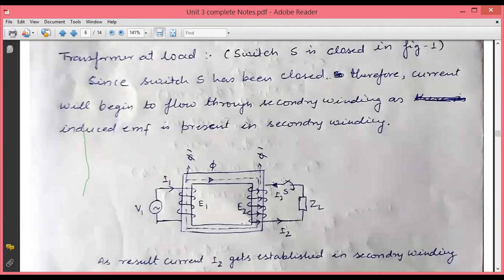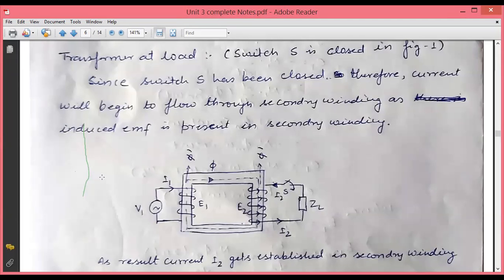Since there is a primary induced EMF E1, a secondary induced EMF E2, and the circuit is now closed, it is very natural that there will be current flow in the secondary winding now. To understand properly how it will work is very important, and let me tell you, this is one of the very important aspects. So please read very carefully.